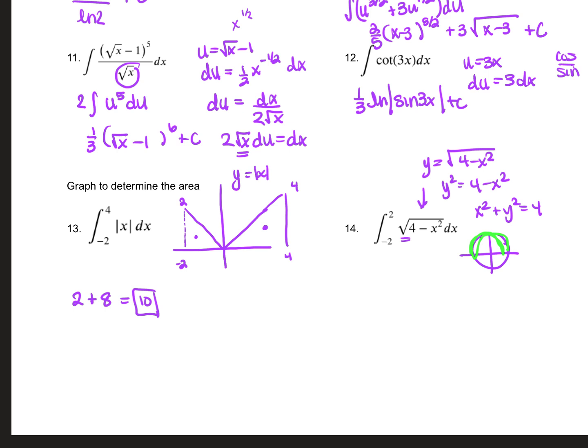So remember, the area of a circle is pi times the radius squared. The radius is 2, so 4 pi, but I'm only using half the circle, so I have to multiply it by a half again, and this area is 2 pi.